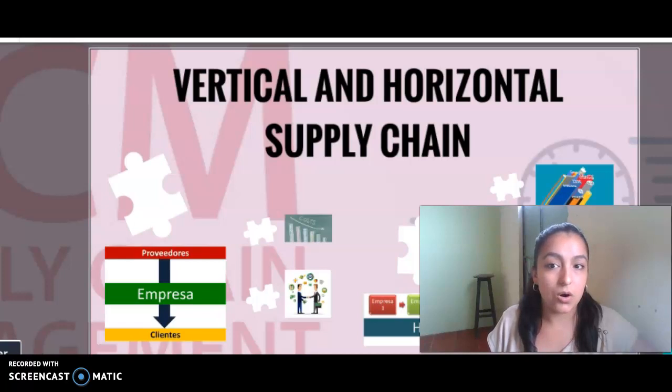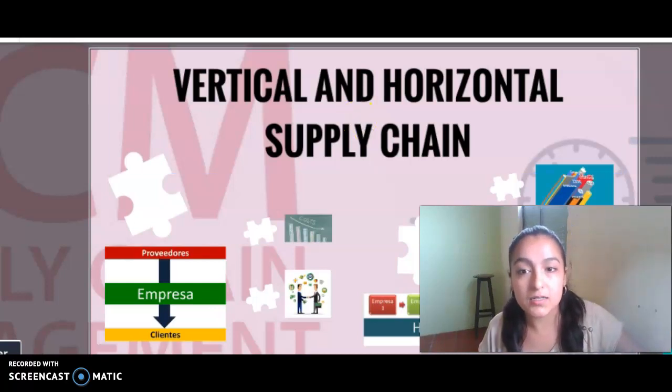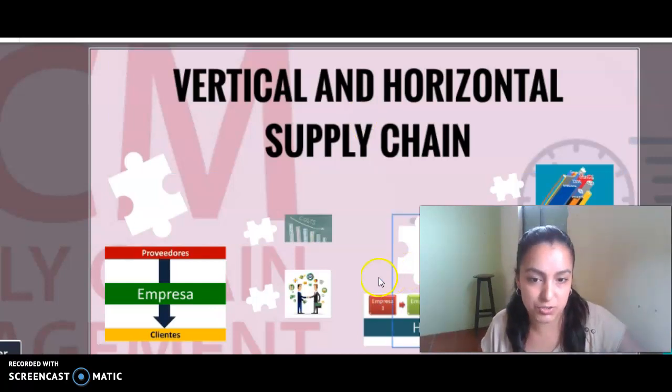And the horizontal integration is what occurs when a company acquires, merges, or creates another or other companies that carry out the same activity. A few activities for this are take advantage of brand position, access to new distribution channels, negotiation power with suppliers, and improve your market position.